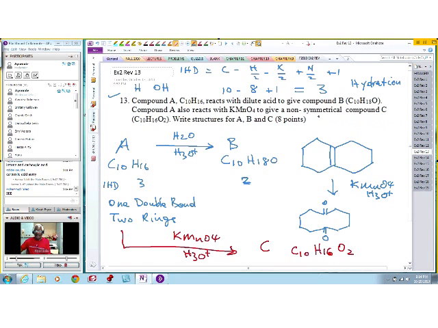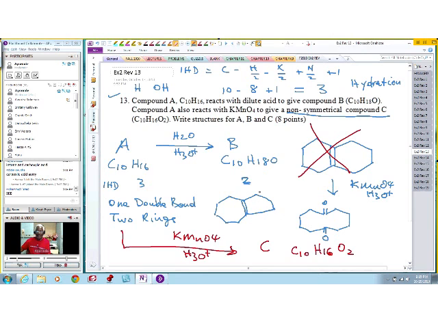But they told us that compound C is non-symmetrical. So it cannot be this, because this will give you symmetrical ketones. So it cannot be this. So therefore, it has to be this. Whatever you give me cannot be a symmetrical compound.